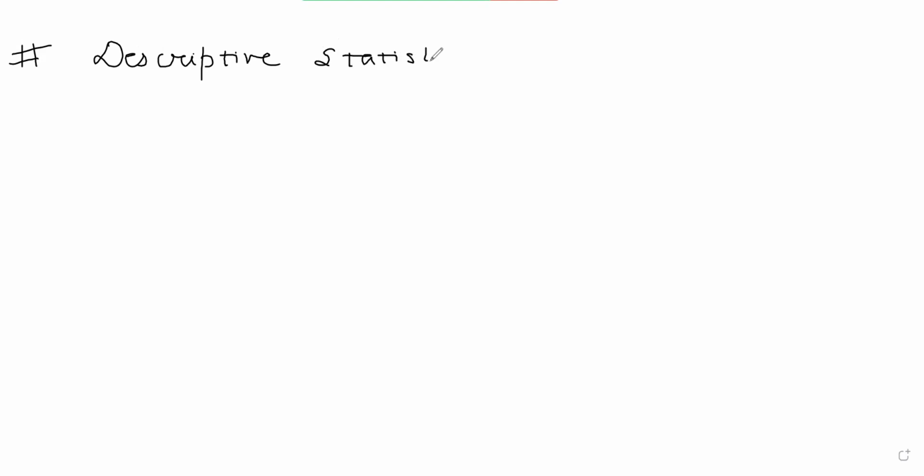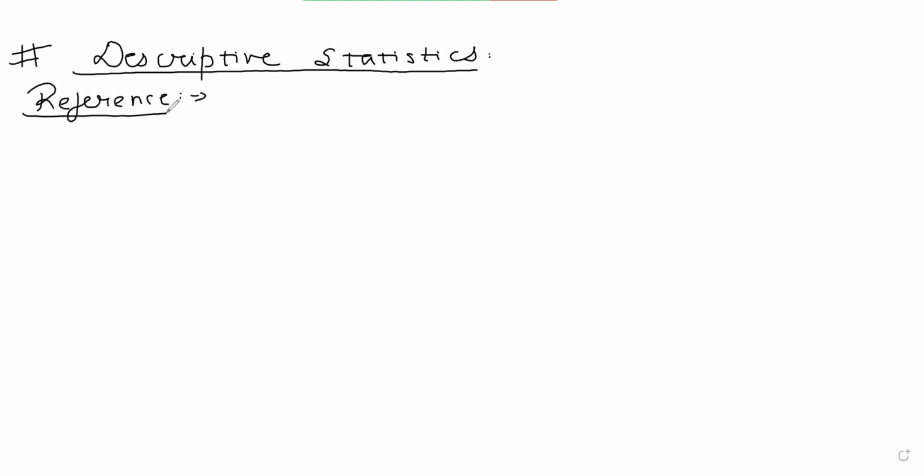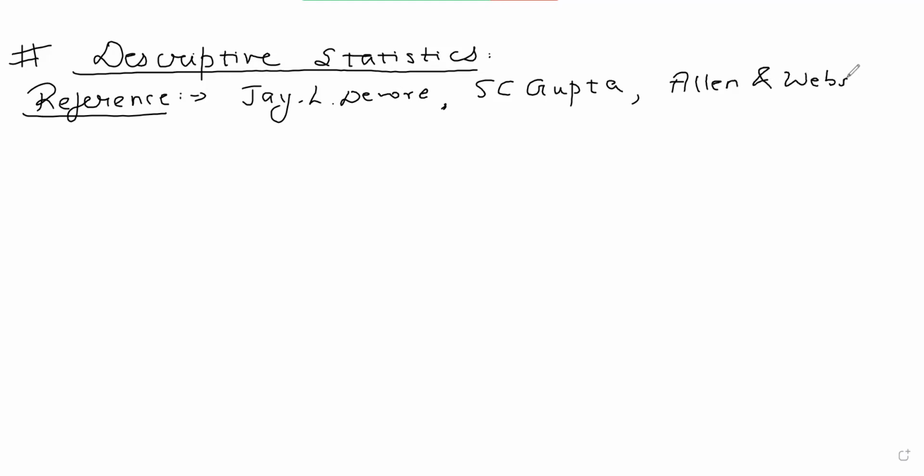Okay, and the books I prefer to follow for my lectures in descriptive statistics, and in fact, the whole course for statistical methods for economics. This is Probability for Statistics and Engineers by J.L. Devore. Mathematics for Economics and Business by S.C. Gupta. Statistics for Economics by Alan Webster. Okay, these are some of the books I prefer to follow for my lectures in statistical methods for economics.